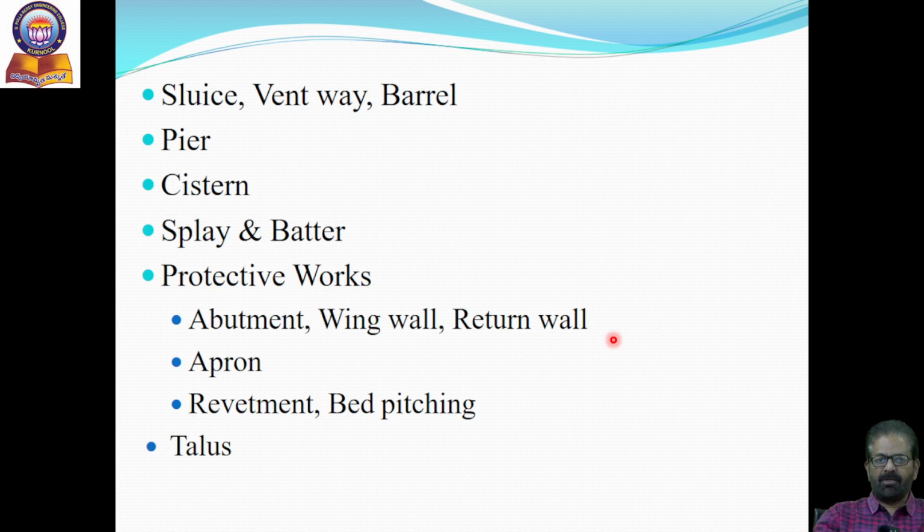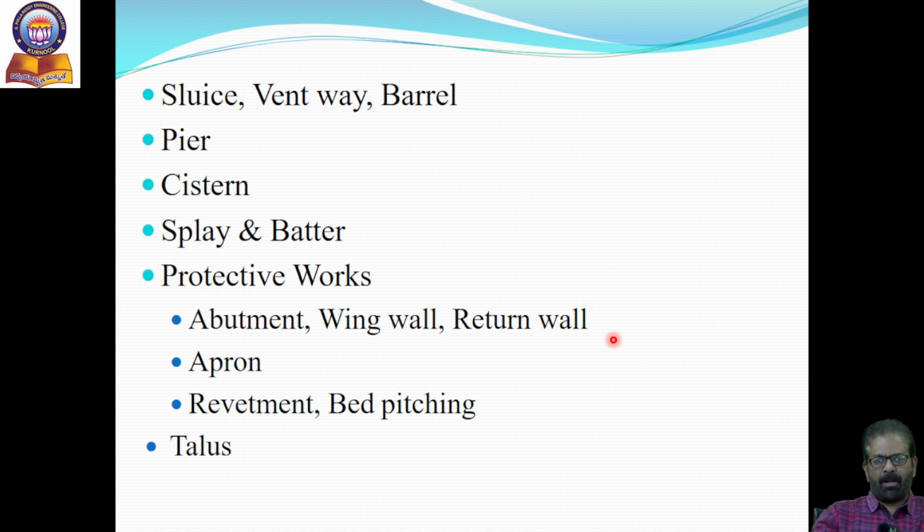So therefore all these components like abutment, wing walls and return walls are like retaining walls only. So while designing these components, we should keep in mind the design of retaining walls. If you know retaining wall concepts, you can easily design all these 3 components. They are similar in nature and most of the features are common for all these 3.